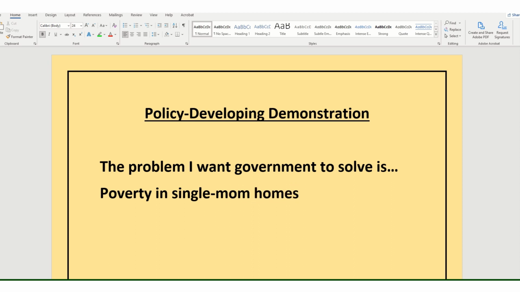Now, there's a reason why I choose that demographic, and that is because in the United States of America, if you're going to see poverty, that is where it exists. Let me make it a little bit more narrow.